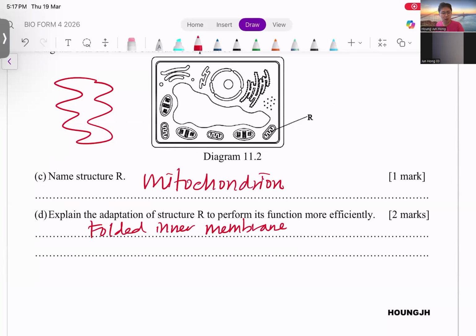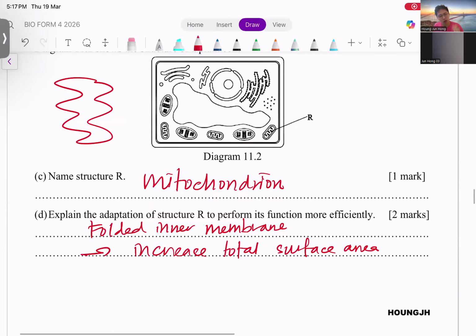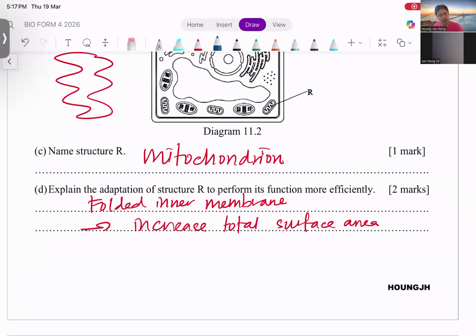Why does it have a folded inner membrane? Again, whenever something is folded, just remember in biology, whenever something is folded, it is always to increase total surface area. Now, on top of that, you can also say that after you increase the total surface area, how does it impact? It, of course, will improve the function, right?